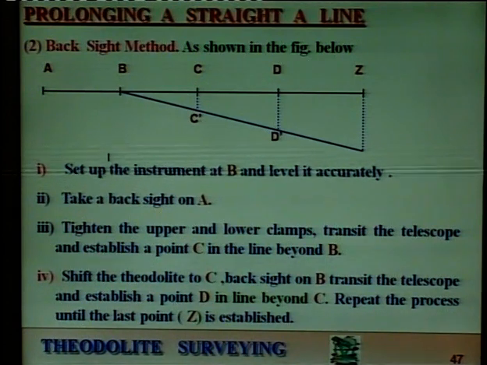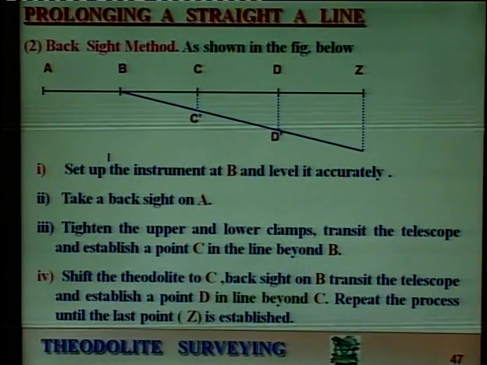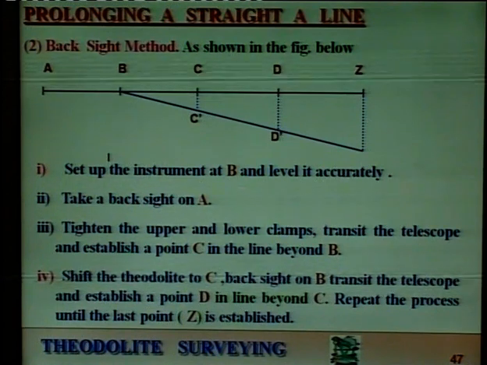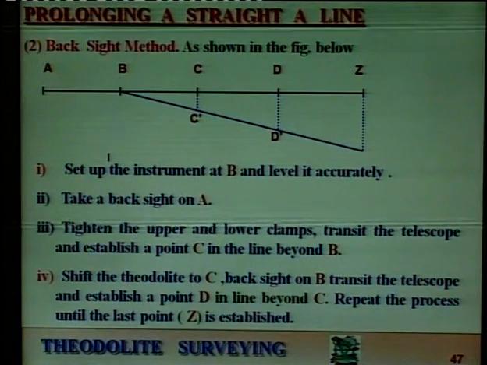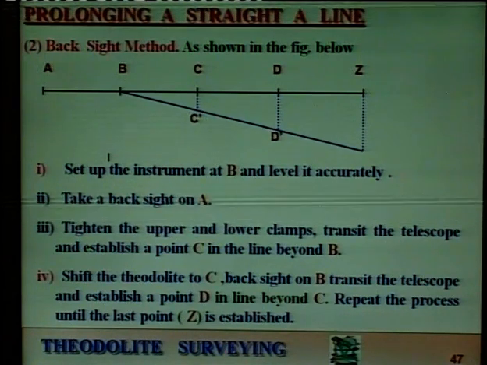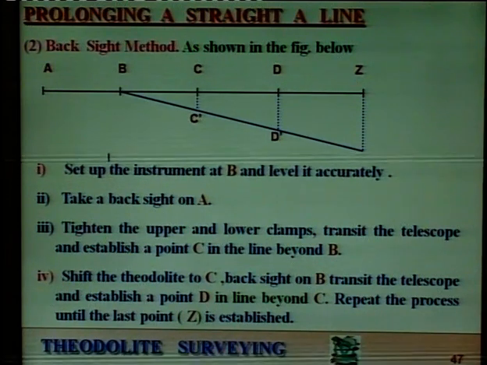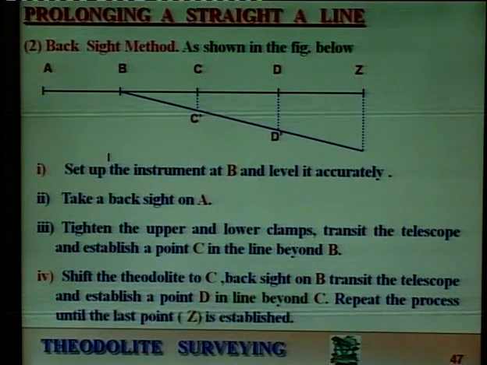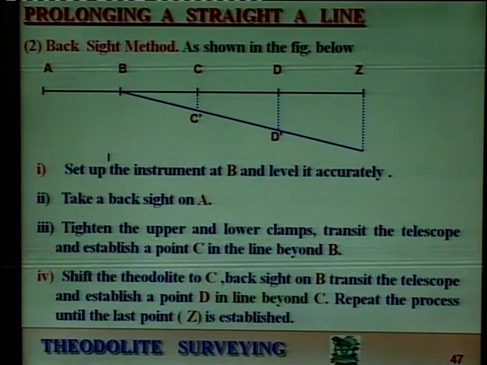Similar is the backsight method, as shown on your monitor screen. Set up the instrument at B and level it accurately. When the instrument is set up at B, take a backsight on A. Tighten the upper and lower clamps. Transit the telescope and establish a point C in the line beyond B. Shift the theodolite to C, as it was set up at B.